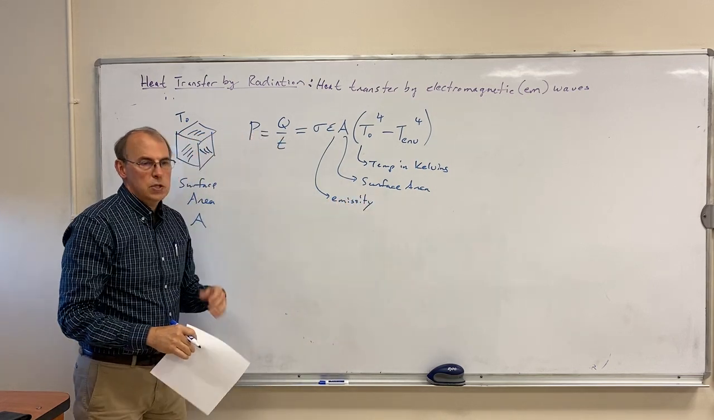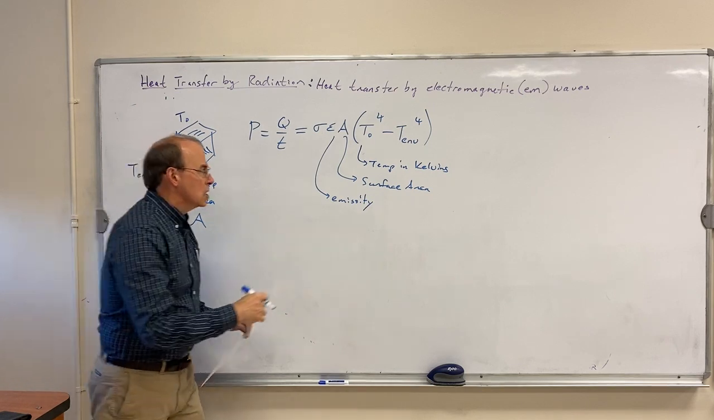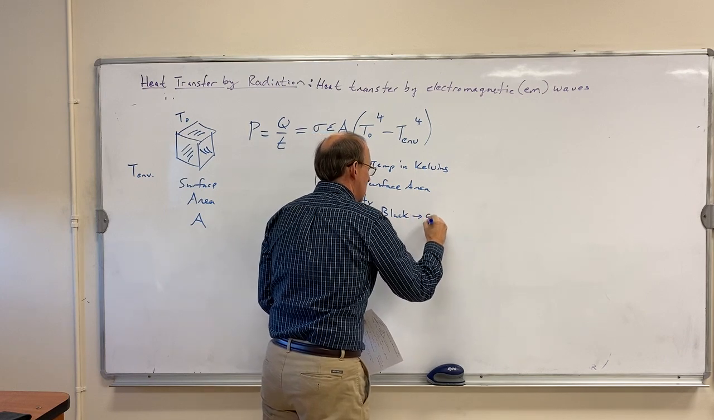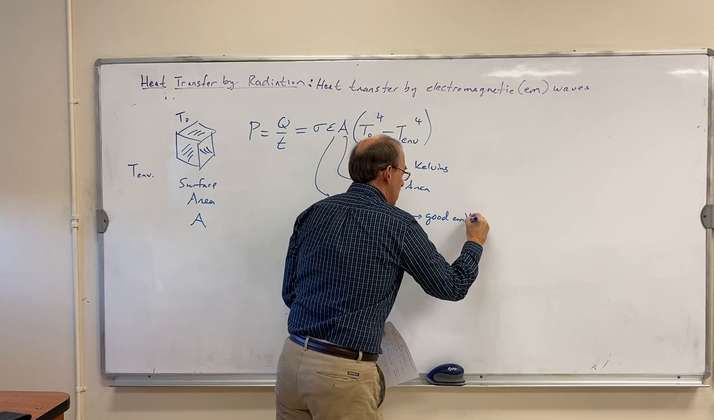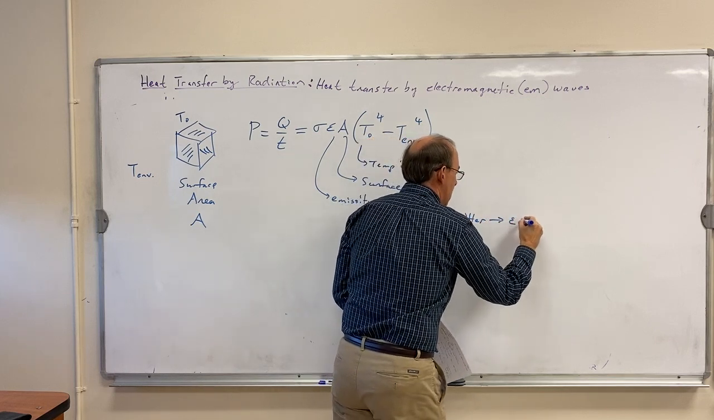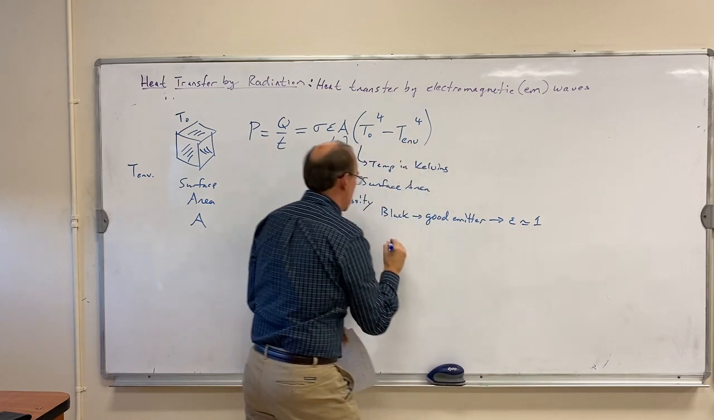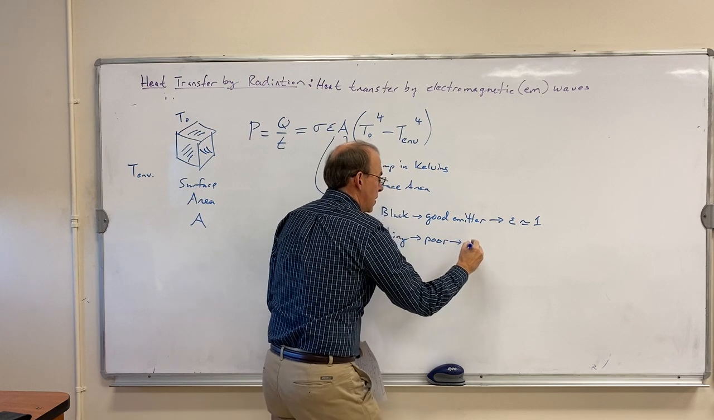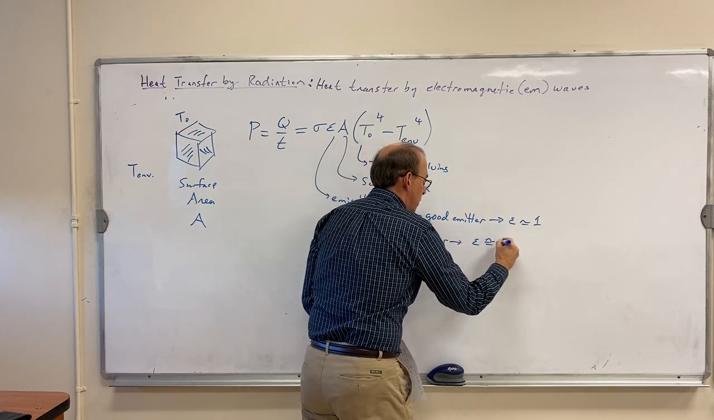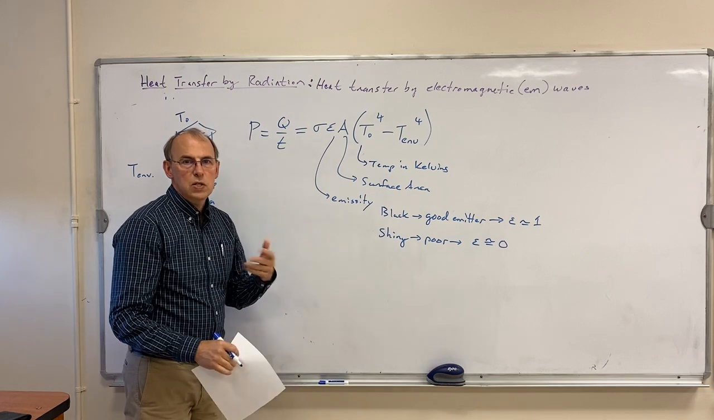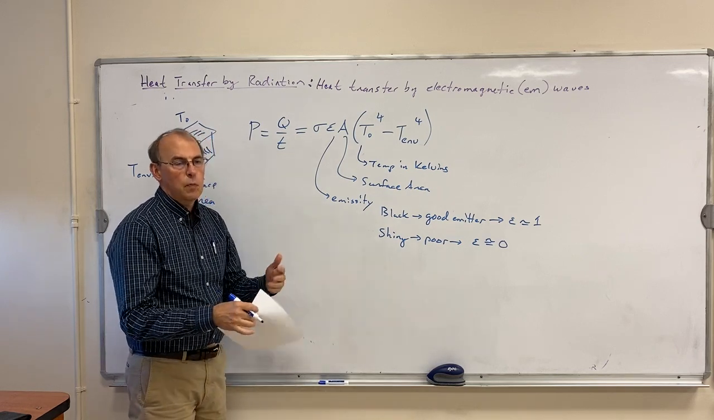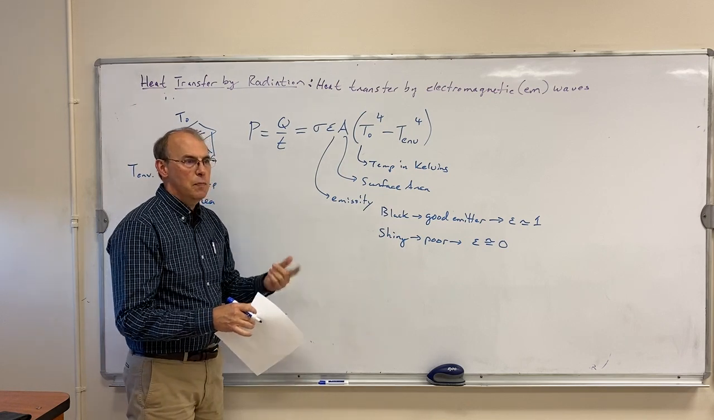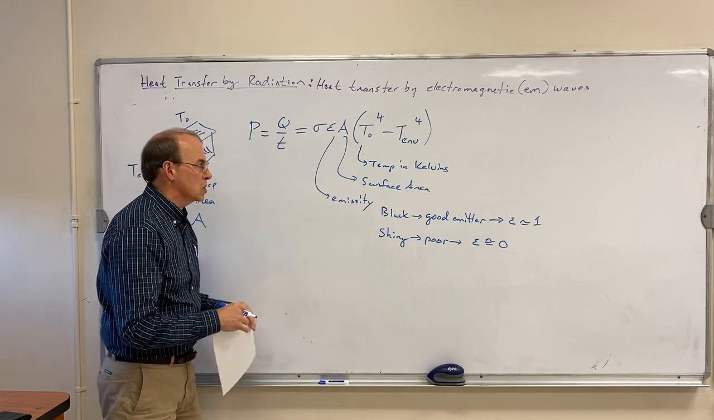And it depends on just how good the object is at emitting. So black objects are very good, so a good emitter would have an emissivity of approximately 1, but a shiny object is a very poor emitter, would have an epsilon approaching 0. So emissivities are numbers between 0 and 1 that just say how good of an emitter this is. Also, good emitters are also good absorbers. So something that's good at emitting radiation is also good at absorbing radiation.